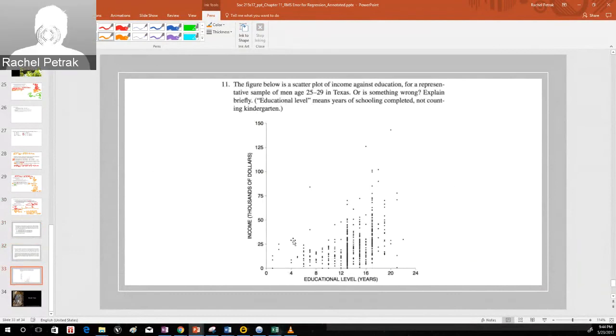So we have one final problem here. The figure below is a scatter plot of income against education for a representative sample of men aged 25 to 29 in Texas. Is something wrong? Well, what do you think? Does something seem odd about this graph?